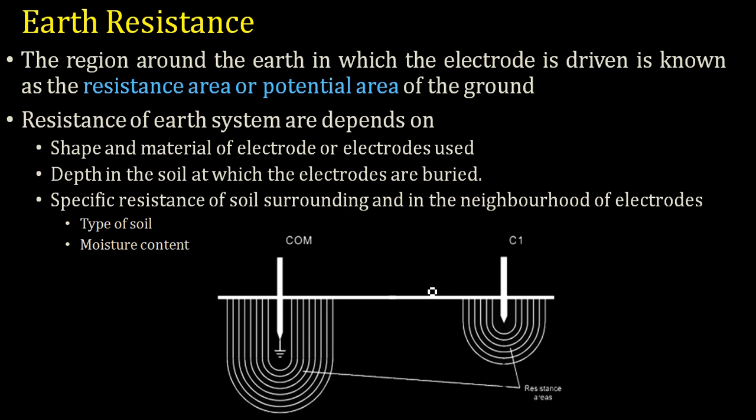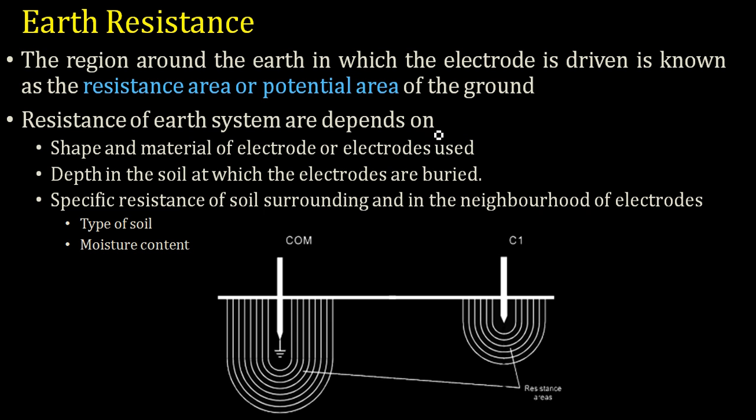Now, the first term that we need to understand is the resistance area or potential area. It is the region around which the earth electrode is driven. We make the measurement by driving earth electrodes into the ground. The region around that earth electrode is known as the resistance area or potential area, because it is related to this region that we measure the potential between two different points across the ground, or across the earth.